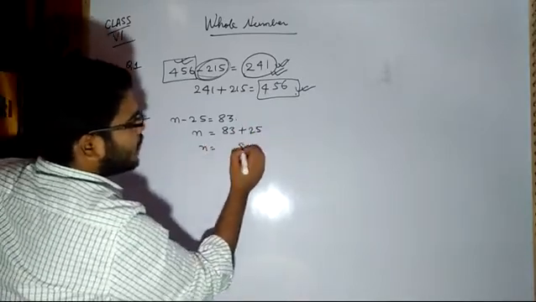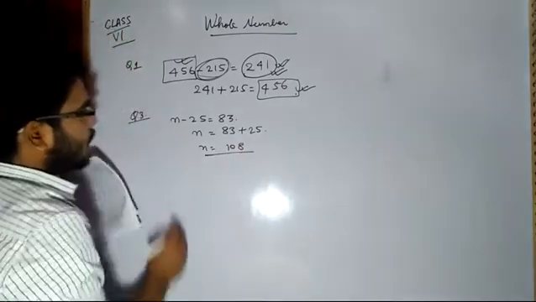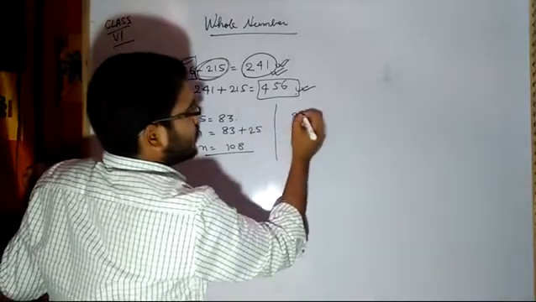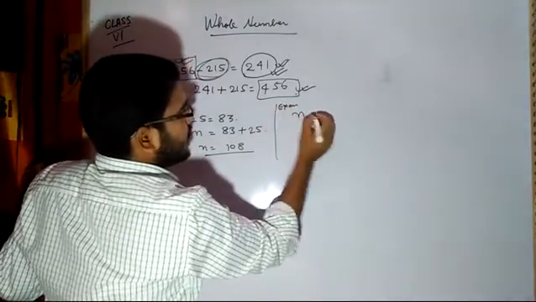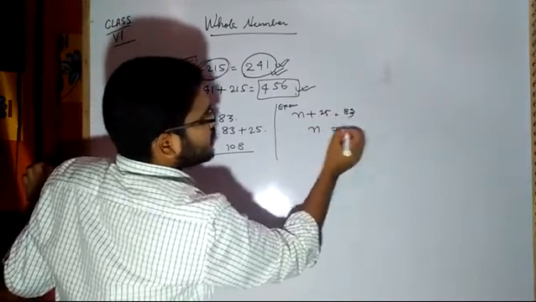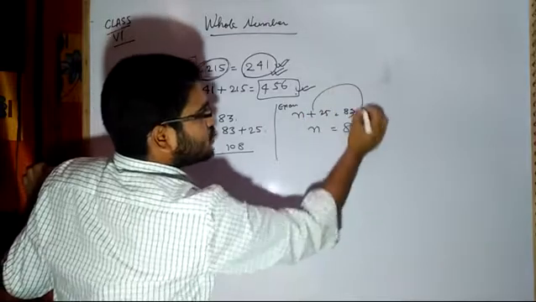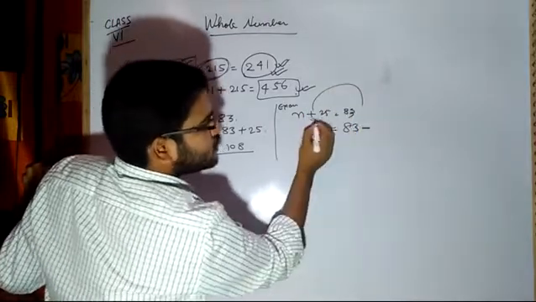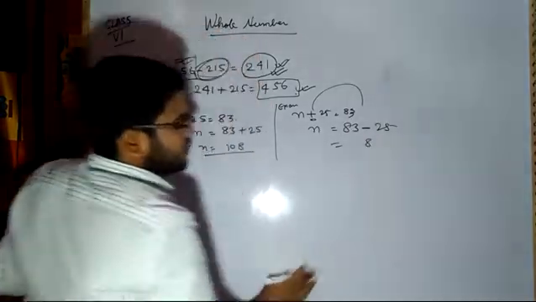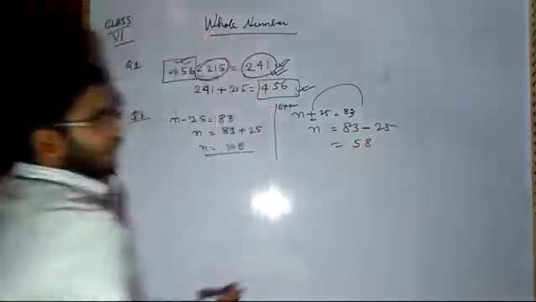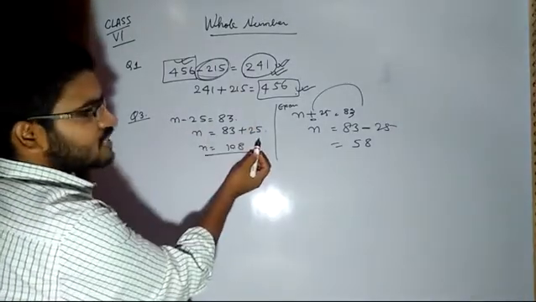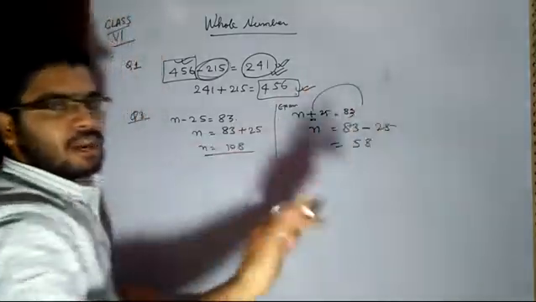N is equal to 8, 10, 108. Now if it is minus, it will become plus when it goes to the other side. For example, I am taking n plus 25 is equal to 83, then what do we have to do? N is equal to 83. This number, when it goes to this side, it will now become minus, because of this plus sign it will become minus of 25. 83 minus 25 is 58. So in this way, when it is minus, it will become plus on that side. If it is plus, it will go to that side and become minus.